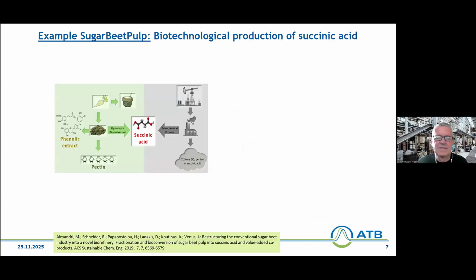The second of our products is here, an example where we were using sugar beet pulp, which is a residue from the sugar mill, as you can imagine. And we are trying to exchange the former gray, dirty process on the right-hand side here, the petrochemical route, by a green route with fermentation and using also the byproduct in this process.